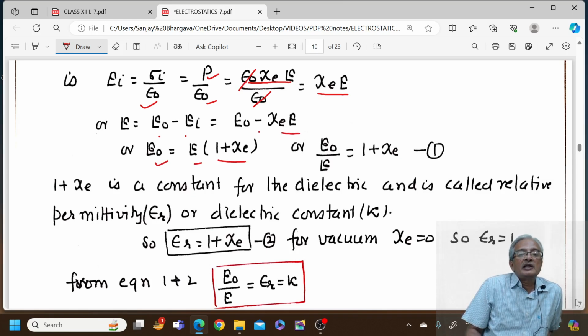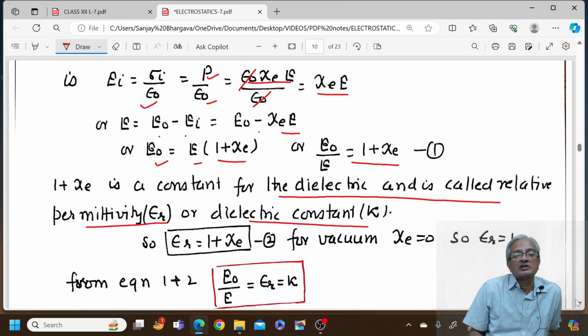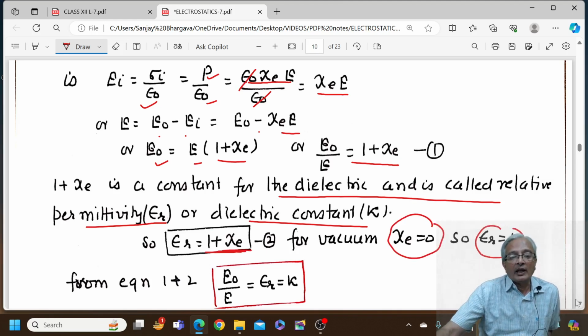So E0 upon E is 1 plus chi E. 1 plus chi is nothing but a constant for dielectrics and is called relative permittivity epsilon R, or the dielectric constant. So epsilon R is equal to 1 plus Xe. For vacuum, Xe would be equal to 0, so epsilon R would come out to be 1.